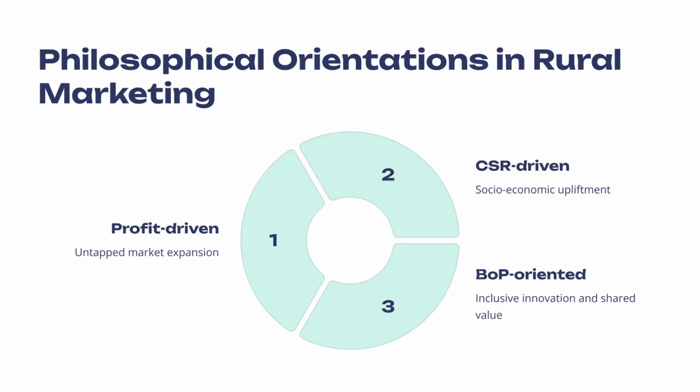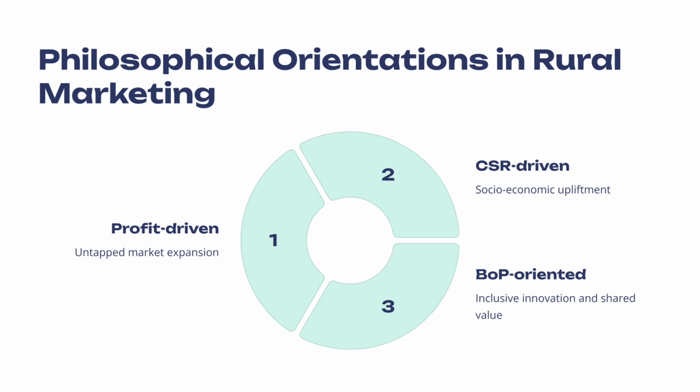awareness. Now that we understand the 4 models, let us consider the philosophical orientation behind them. Why do companies choose one model over the other? Some companies treat rural marketing as a part of their corporate social responsibility. For them, the goal is not only profit but also social contributions. These companies invest in education, health, or infrastructural projects in rural areas.